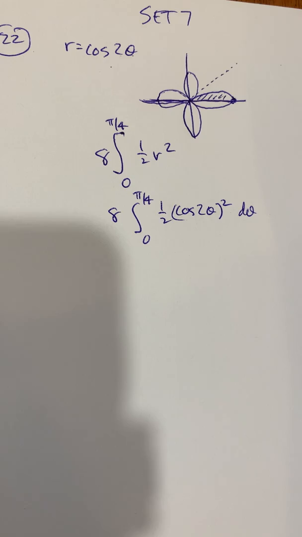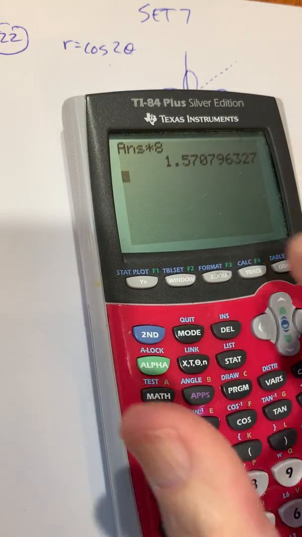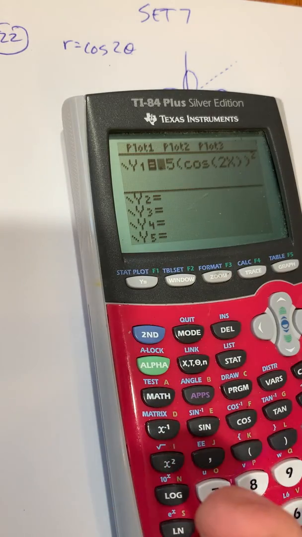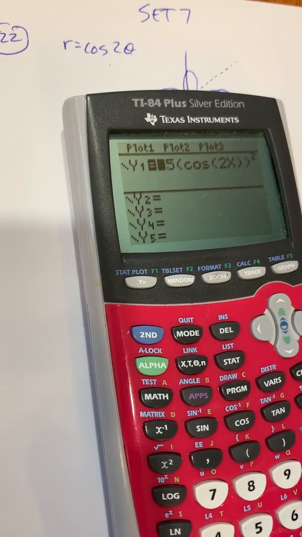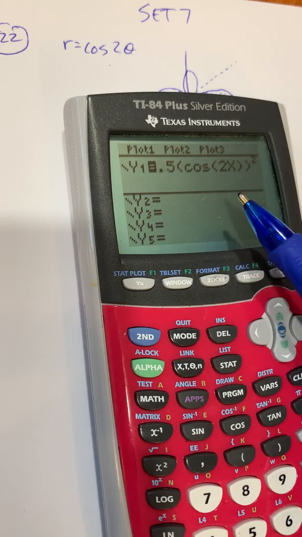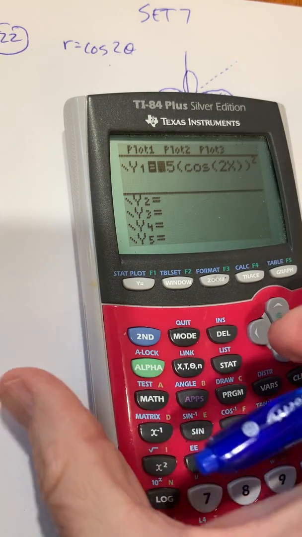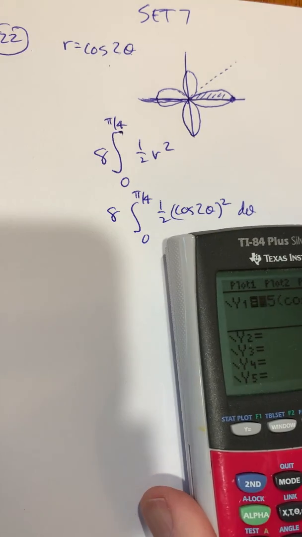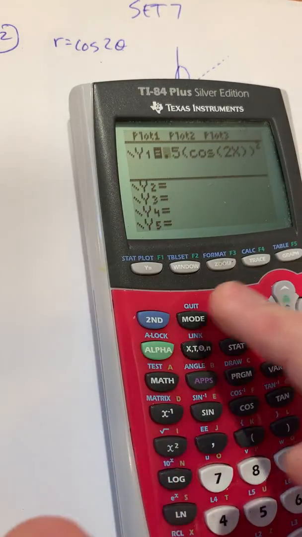I guess I can show you this on the calculator also, just so you can see the answer. So we'll dump this in here. If we go to y equals, you can see my formula is already typed in there for you. It's 1/2, there's the 1/2, times the cosine of 2x squared. So I'm going to have to multiply that by 8 when I'm done. I could have just done the 8 times 1/2, got the 4.